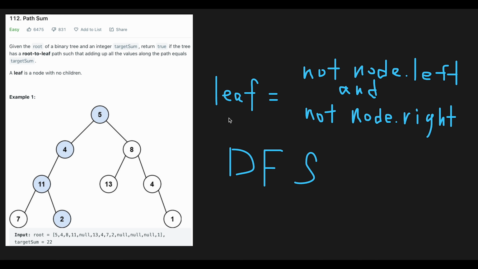The time complexity is O(n), because in the worst case we have to traverse all nodes in the tree. The space complexity is also O(n), because we call the same function recursively, so one stack frame is created per call. That's why the space complexity is O(n). With that being said, let's jump into the code.